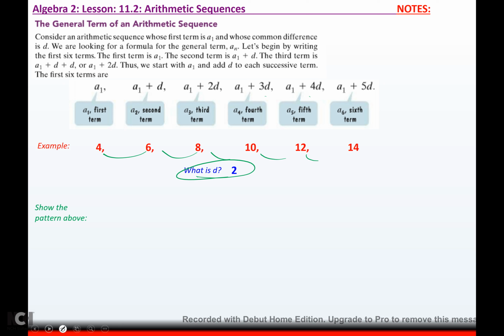Okay, so if I show the pattern above, right, there's my 4. 4 plus 2 is 6. 4 plus 2 times 2 would be 4 plus 4 is 8.